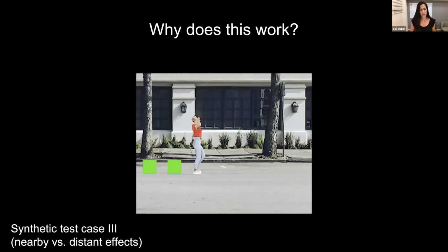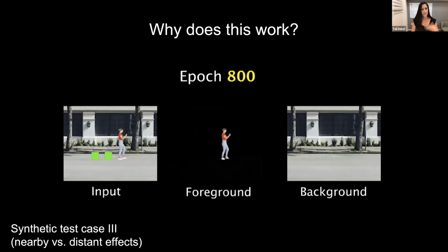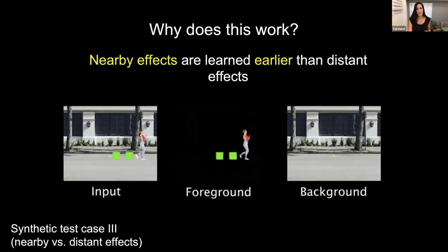Similarly, now here we look at spatial proximity. We took two squares, they are both moving along with the person, but one is farther away. And again, if we take a look at the training progression, we can see that first the person is learned, then the nearby square, and then the farther one. So nearby effects are learned earlier than distant effects.